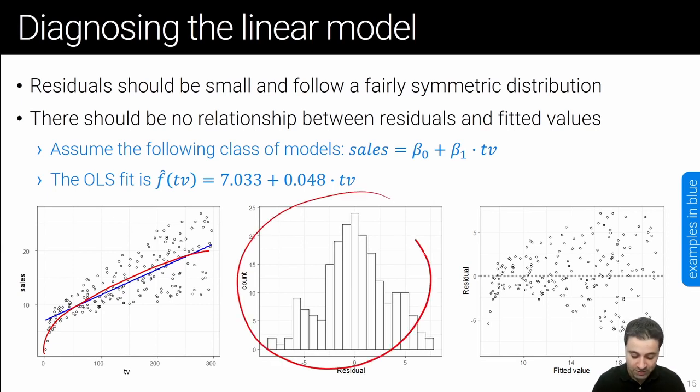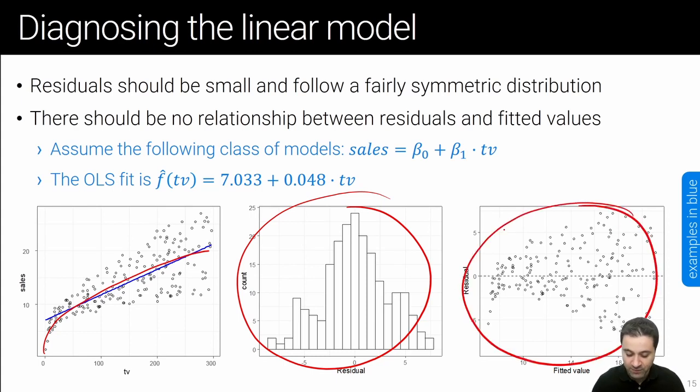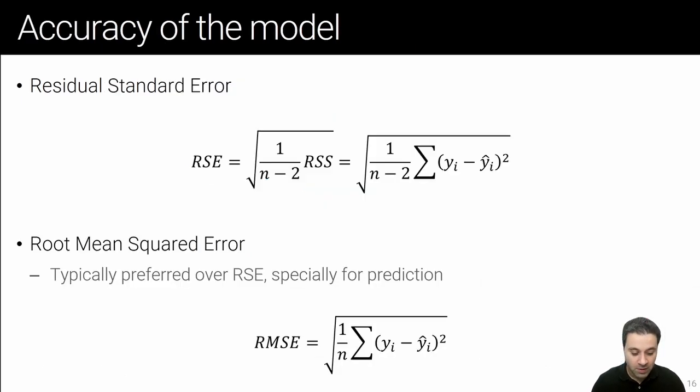So how are the residuals distributed? And what's the possible relationship between residual and fitted value? There should be no relationship. So those are kind of qualitative diagnostics of the model. Let's look into more hard numbers.